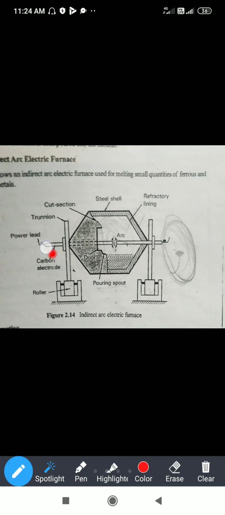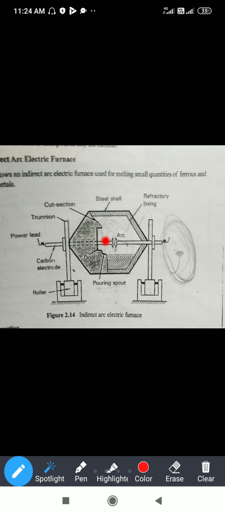You can see over here two electrodes are used, the power leads. These are the carbon electrodes, which are connected to the power supply. High voltage power supply is given here. Then the second thing: charging of the furnace. Over here there is a small door.